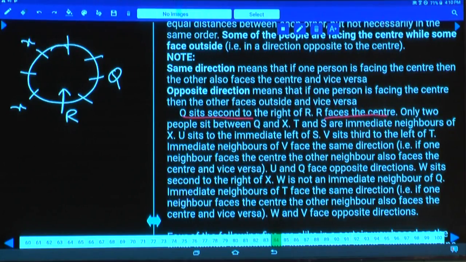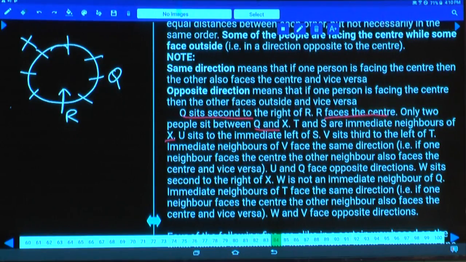How many possibilities do we have? We have 2 possibilities for this X. Then 2 people between Q and X. T and S are immediate neighbors of X. X cannot be at this place because if X is here, the 2 persons T and S must be immediate neighbors, which is not possible because R is one of the neighbors. As X cannot be at this place, now we can fix this X at this place.